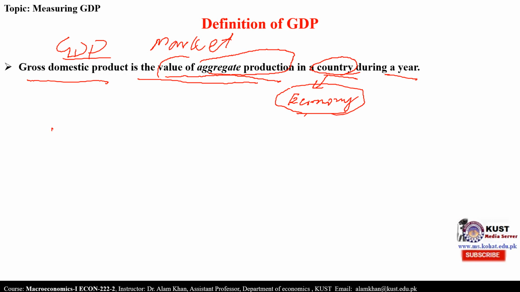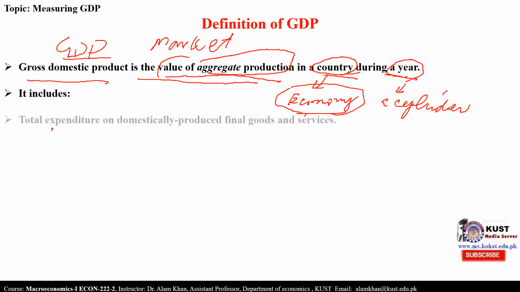their market value during a year. Normally, the duration that is used for measuring the GDP, for the definition of the GDP, is a calendar year. It includes total expenditure on domestically produced final goods and services.